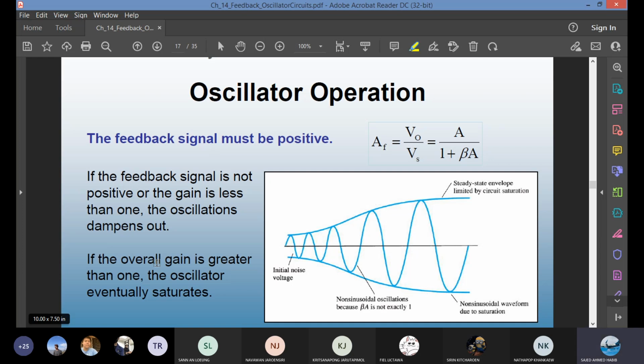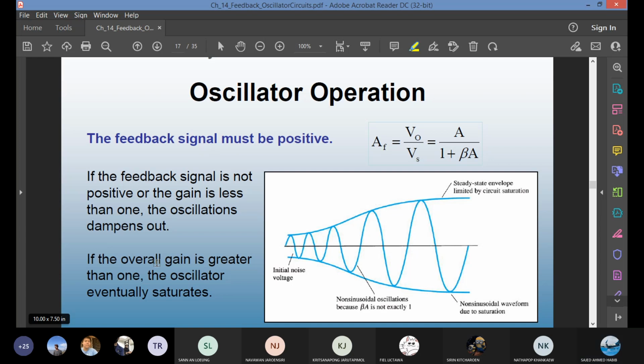The feedback signal: you have a negative feedback network, but this feedback signal must be positive. AF equals V out over VS. And we know the equation A divided by 1 plus beta A. If the feedback signal is not positive, what is going to happen? Or if the total loop gain is less than 1, you can have some trouble.